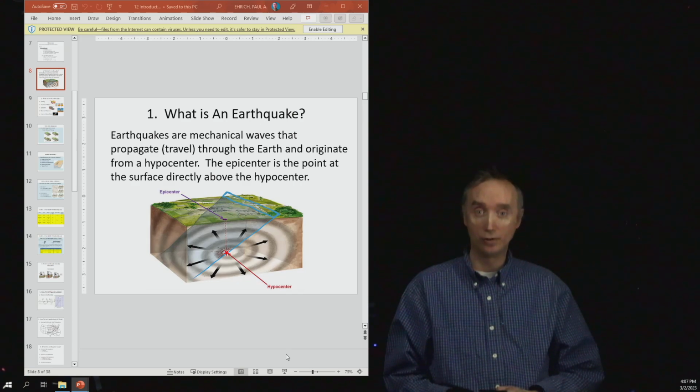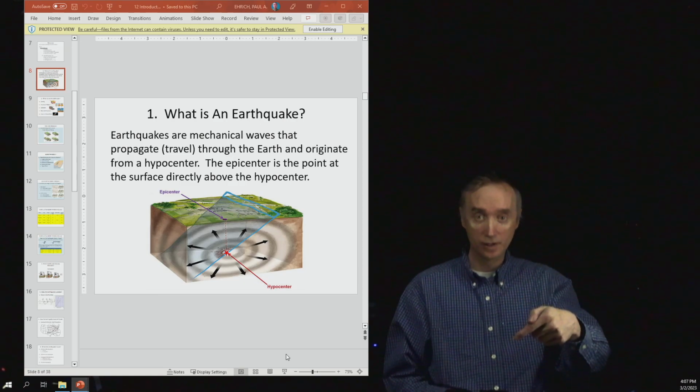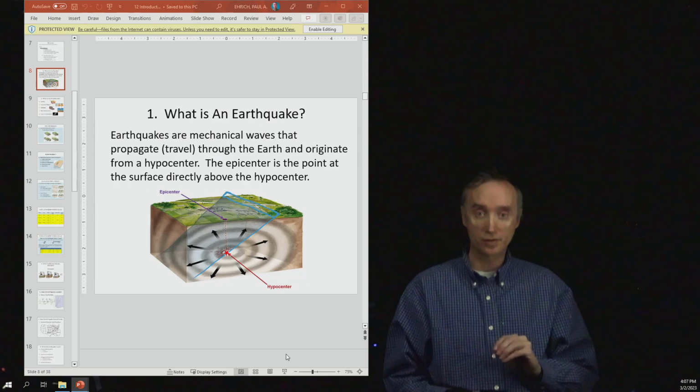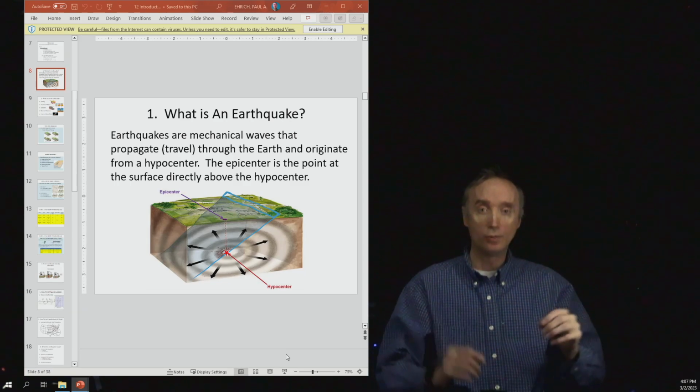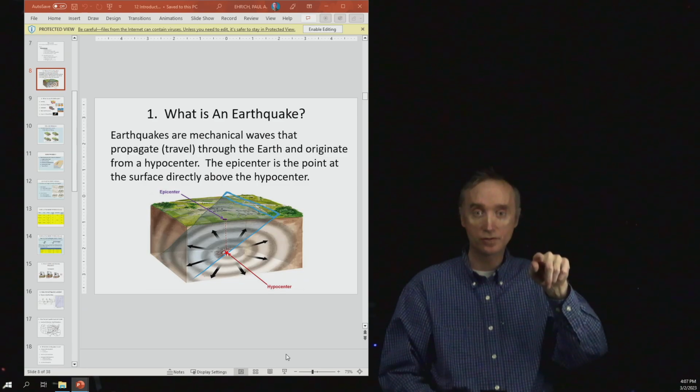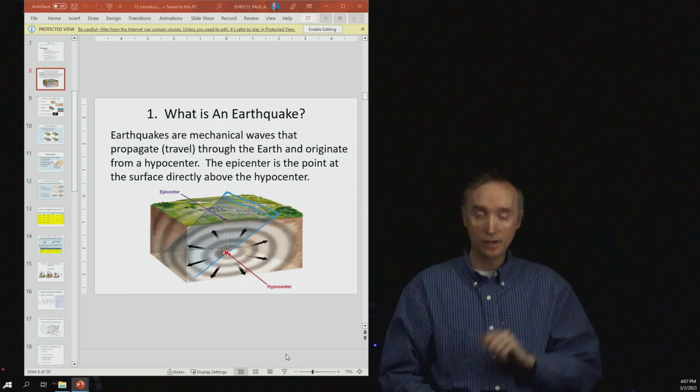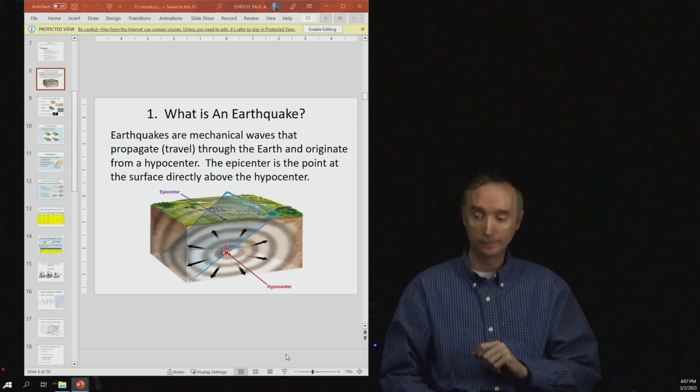originate from a hypocenter. The hypocenter is the actual place where the slippage in the rocks has occurred, and that has generated the earthquake. Now the epicenter is the point directly above the hypocenter. Think of a hypodermic needle going into the skin. The hypocenter is the actual place where the rupture in the earth has occurred. The waves travel out, but when those waves reach the surface directly above the hypocenter, that's called the epicenter of the earthquake.